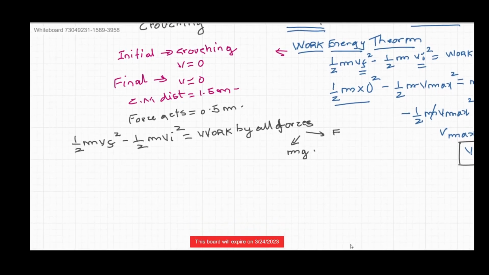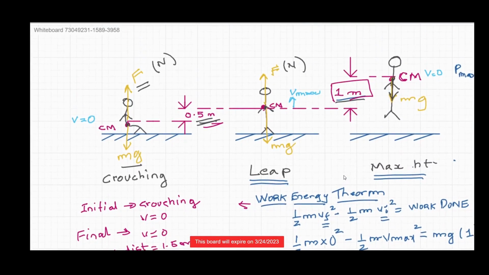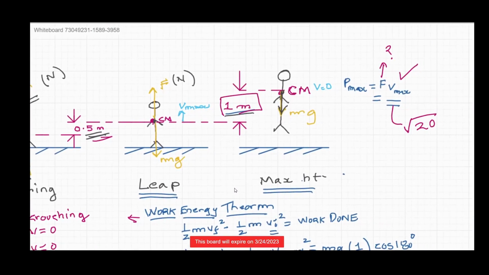So let's go to the LHS side. I told you the final velocity is 0, so I don't have to look at this term. So this will be 0. The initial velocity is also 0. So look at the event again. I'll show you the event again. The initial is crouching. So what is the velocity over here? 0. What is the final position over here? The maximum height position. What is the velocity over here?